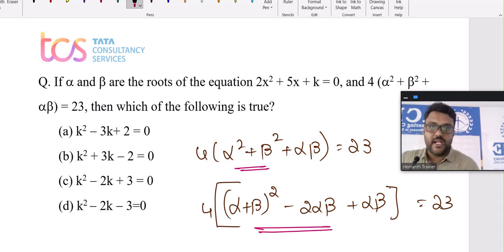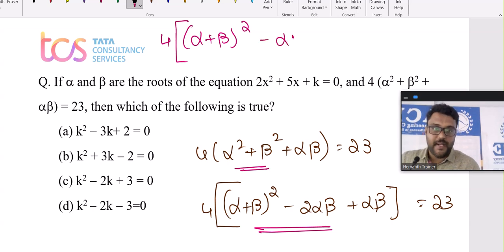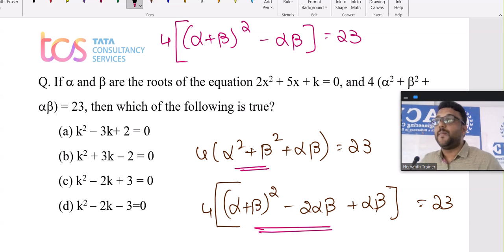Right, now what does that equation become? 4 into alpha plus beta whole square minus alpha beta equal to 23. So why do you convert it into alpha plus beta? In quadratic equation, we know sum of roots and product of roots. Sum of roots means alpha plus beta we will get. What is sum of roots? Minus b divided by a.